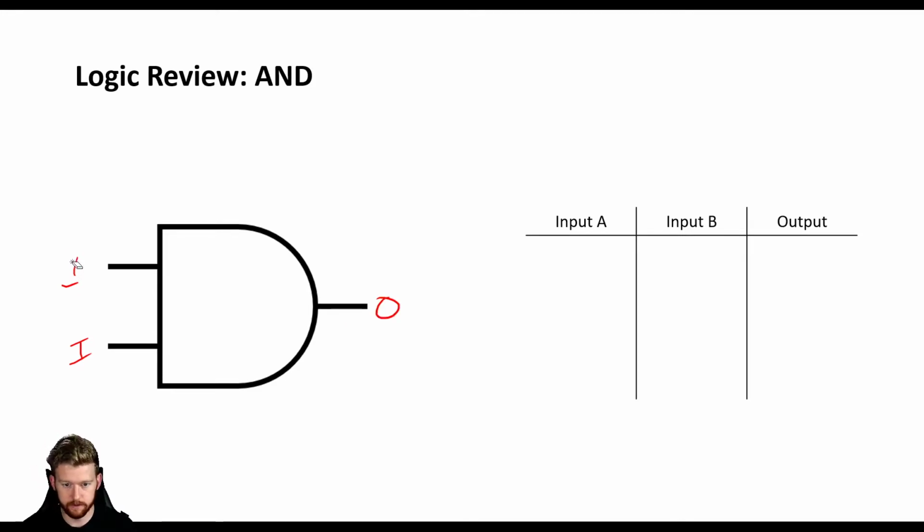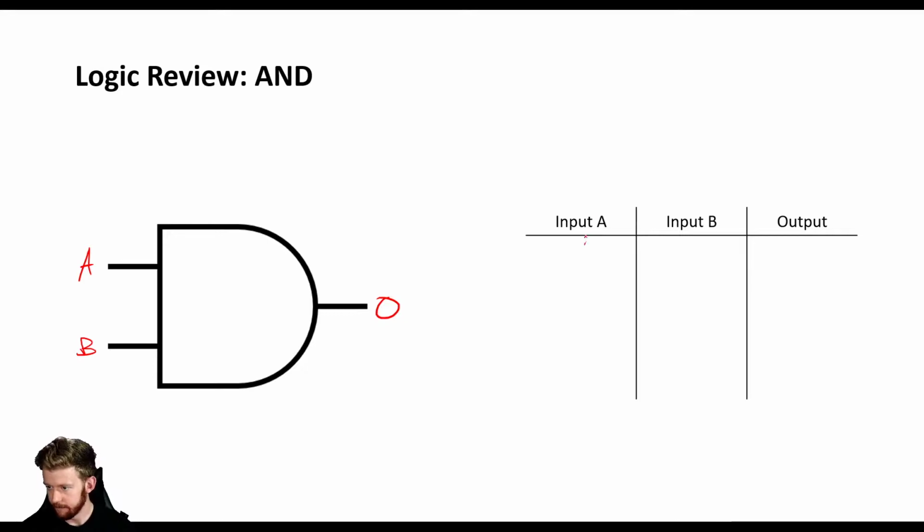So I'm going to call this one input A, and this one input B. Doesn't matter though. You could flip them and it would be the exact same result, okay? This is our output on this side. So what the AND gate does is that it's going to return a high signal if input A and input B are both high. So this is saying both of these conditions have to be true. So A and B has to be high for the output to be high.